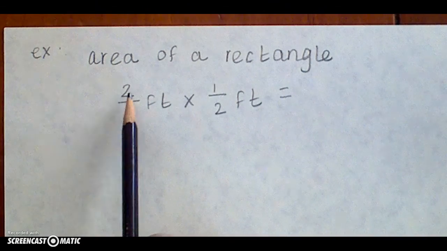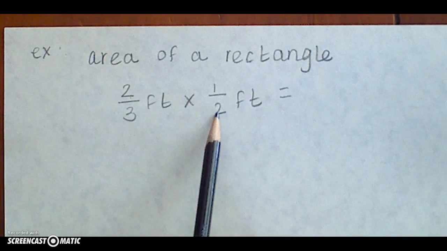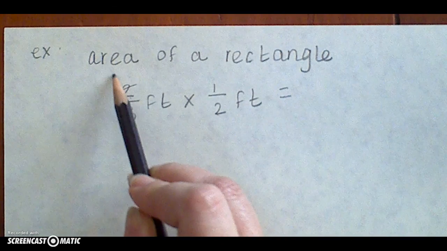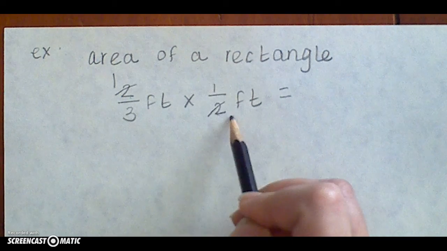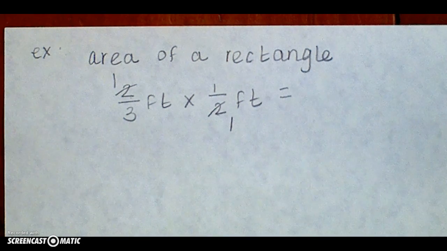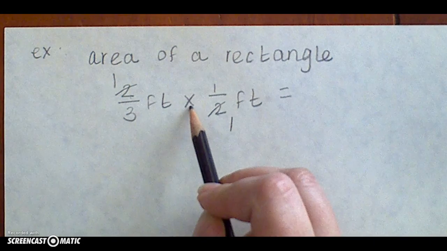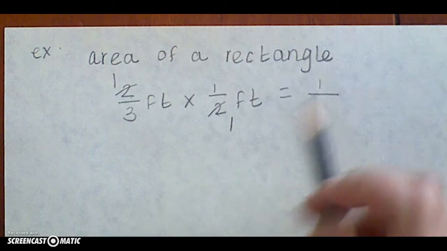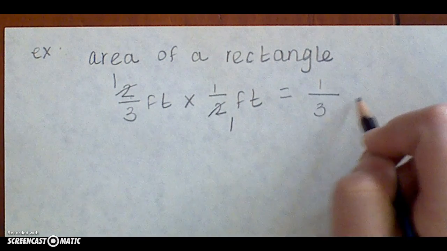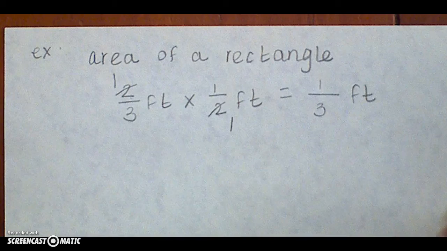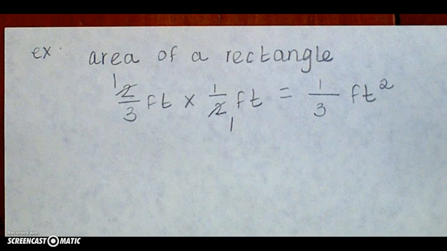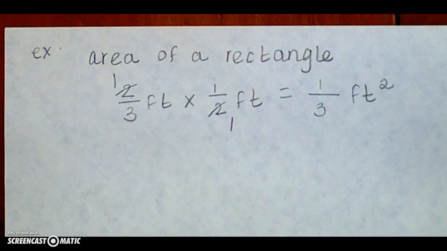And I notice that this numerator 2 and this denominator 2 can be simplified. So 2 divided by 2 equals 1 and 2 divided by 2 equals 1. Now I'm going to go ahead and multiply straight across. 1 times 1 equals 1 and 3 times 1 equals 3. For area, our label will be feet squared because we're talking about length and width, a two-dimensional figure.